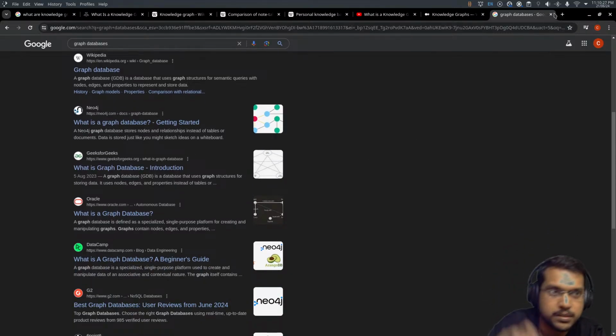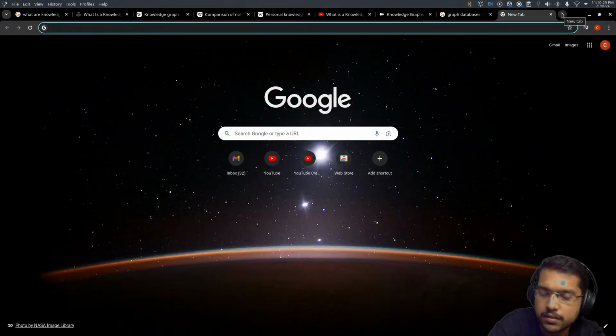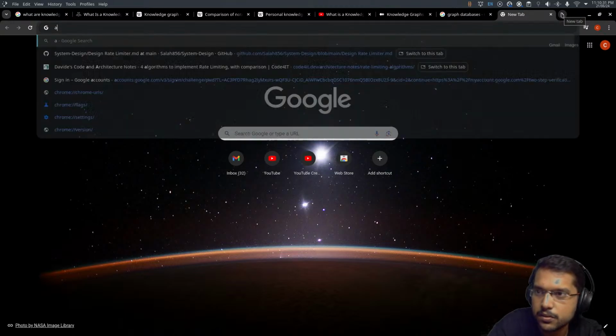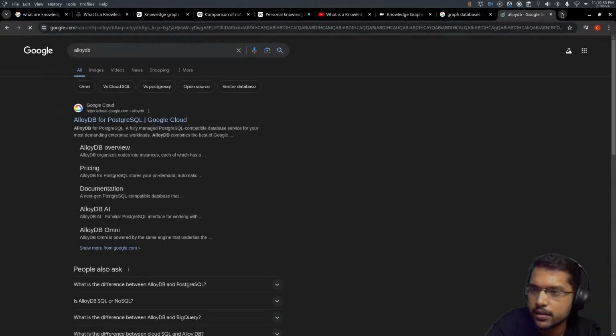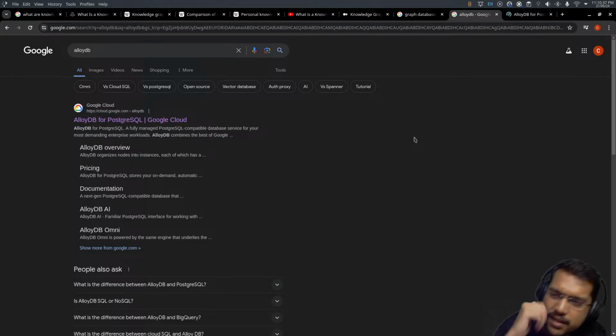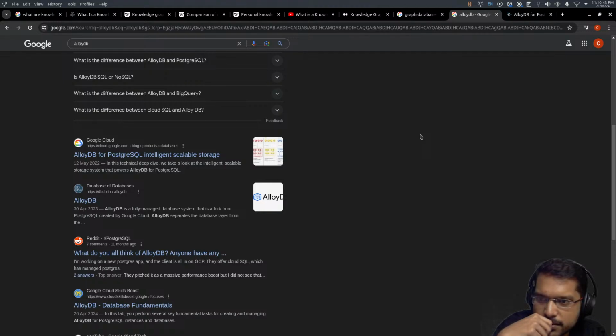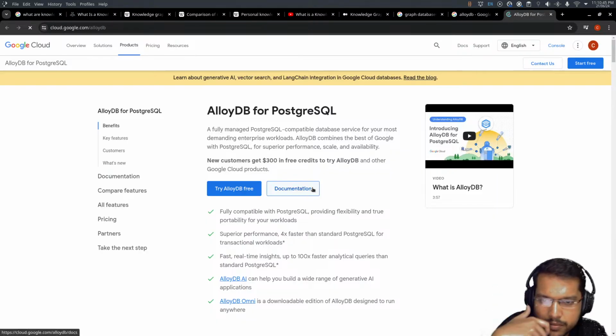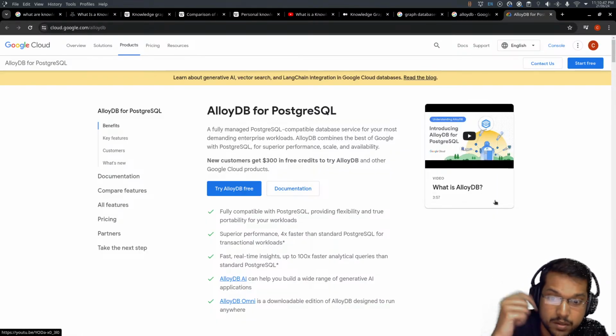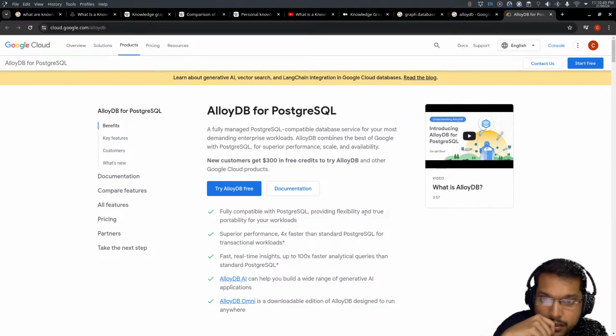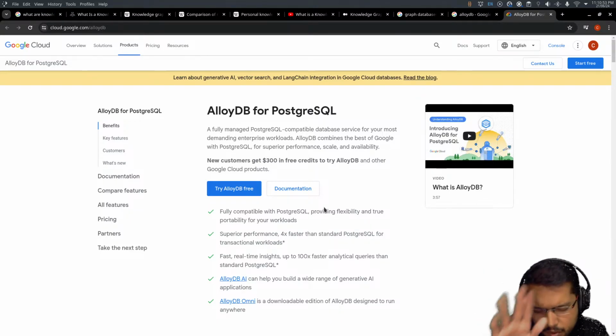AlloyDB. What is AlloyDB? I remember in one of the recent Google conferences that I'd been to about AlloyDB, right? Oh yeah, it's like a Postgres layer on top of a vector database, I think. I think AlloyDB is a vector database and they just put Postgres on top of it, which looks very interesting. I want to have a look at how they're able to write a SQL query for a vector database.